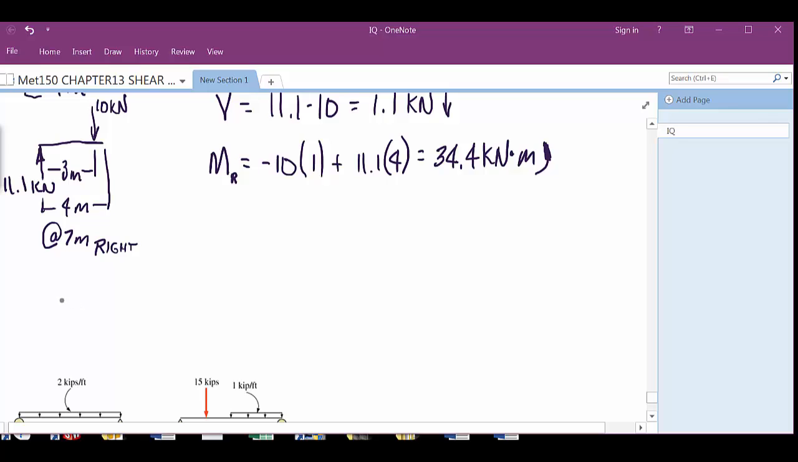Okay, so we'll draw our free body diagram. 11.1, 10, and then we have 20. And this is 3 meters. This is 7 meters. So this time we're cutting it right at that location where that force is. So we have to look at it to the left and to the right. Anytime you're cutting right through that force, you have to go left and right.